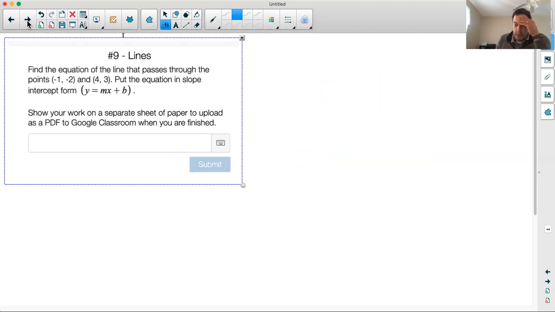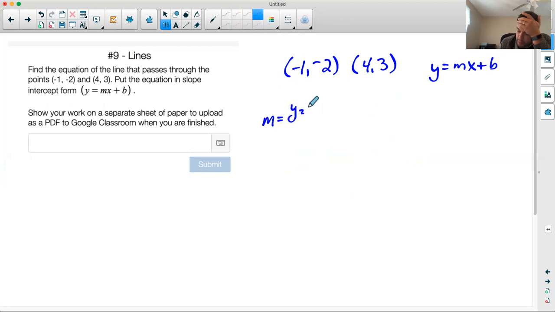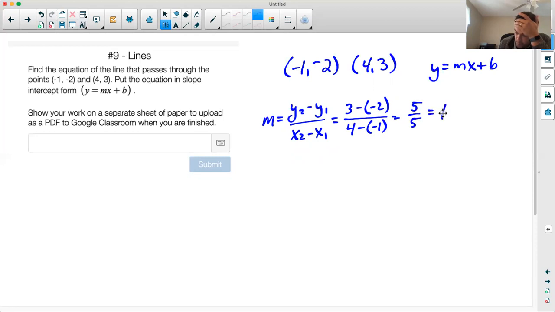For question number 9, it gives us 2 points. The 2 points are -1, -2, and 4, 3. And it wants us to find the equation of the line and put it in slope-intercept form, which is y equals mx plus b. So when we do this one, we got to first find the slope. The slope is y2 minus y1 over x2 minus x1. So y2 is 3 minus -2, which is y1, over 4 minus -1. That's going to give me 5 over 5, which is equal to 1. So the slope of this line is 1.